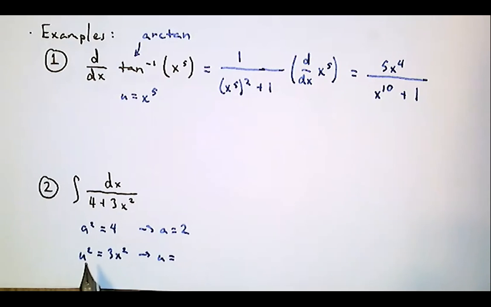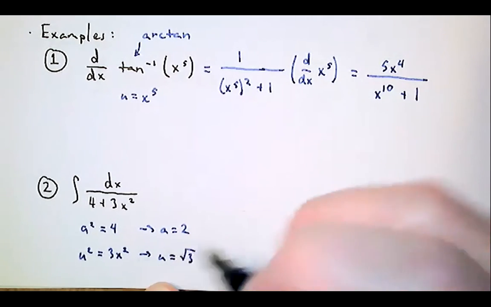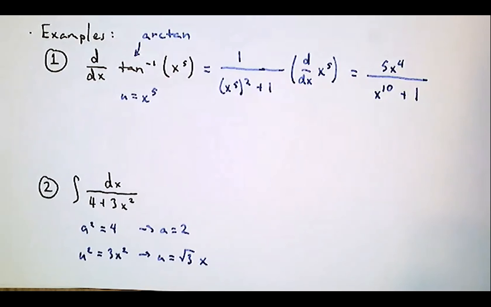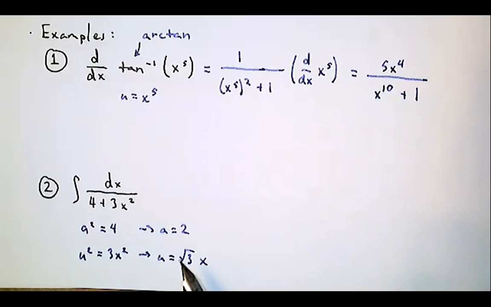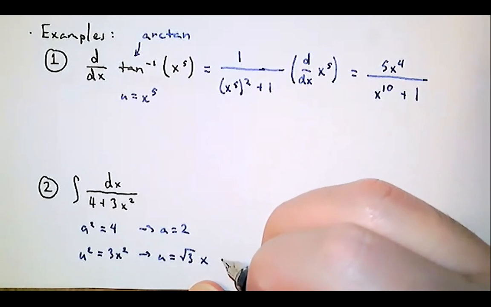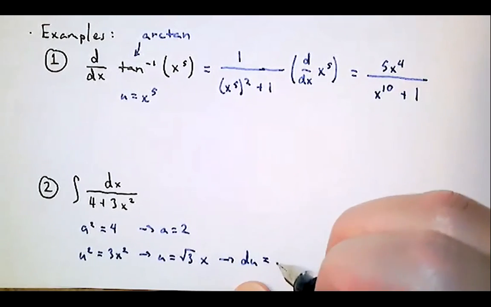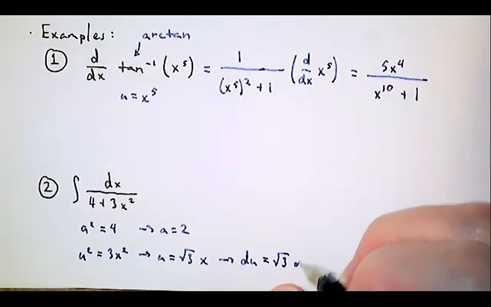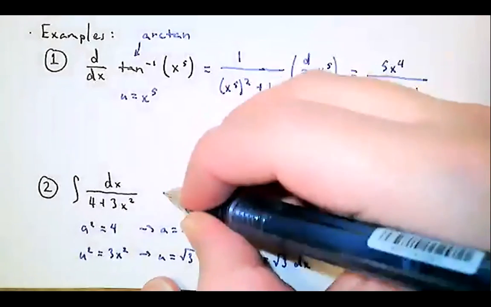And what is u equal to? Well, this one might be a little bit tricky. u squared is equal to 3x squared. So we have to think about taking the square root of the right-hand side. So what we'll get is the square root of 3 and then an x. And let's try not to make the same mistake that we made last time, where we forgot to finish our u substitution. Let's go ahead and find du. That'll be the derivative of this guy, the square root of 3, times dx.